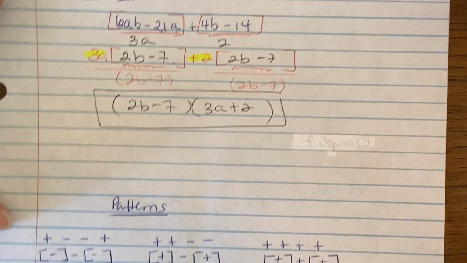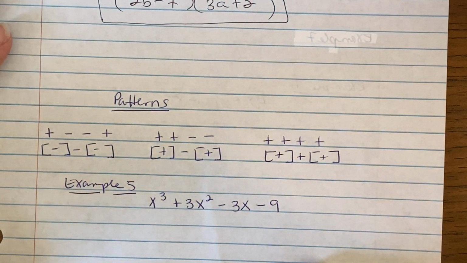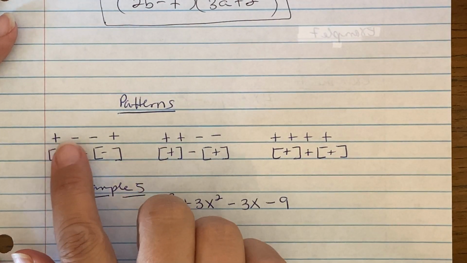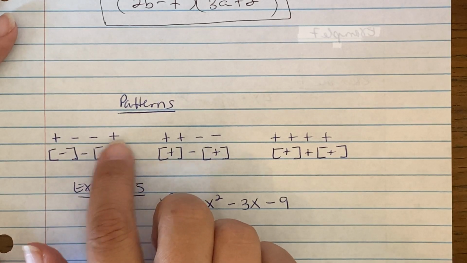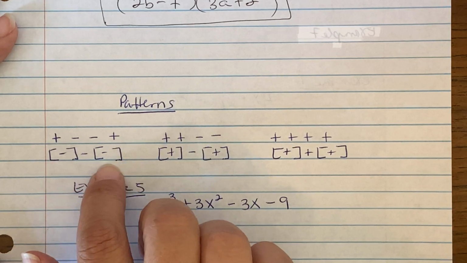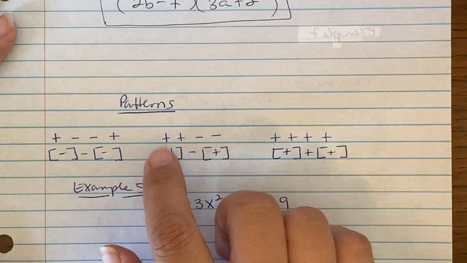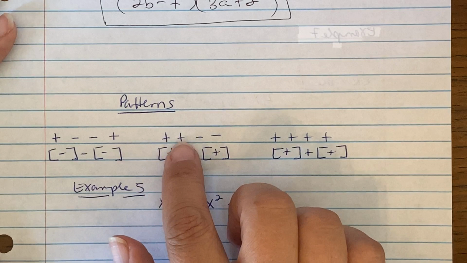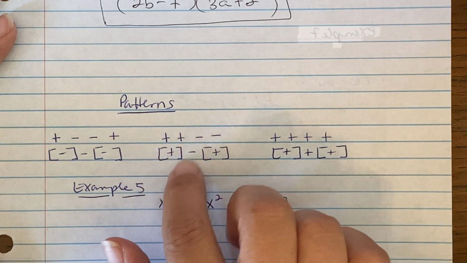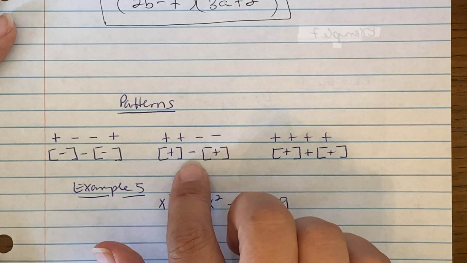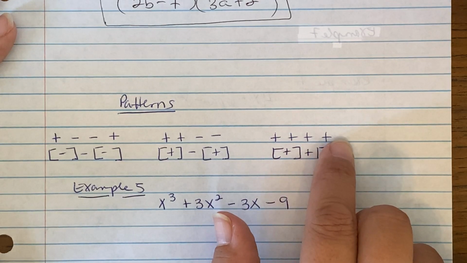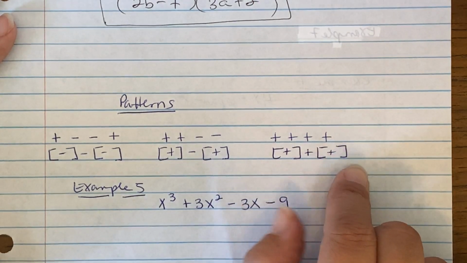I'm going to give you a set of patterns here. When you're doing grouping, when you have 4 terms, if it goes a positive term, a negative term, a negative term, and a positive term, you'll get a bracket with a negative sign, a minus in between, and a bracket with a negative sign. If you do a plus, plus, minus, minus, which means the first 2 terms are positive values and the third and fourth terms are negative, you become a positive in the bracket, a negative in between, a positive in the bracket. If you have all positive straight through, then it's obviously plus, plus, plus.